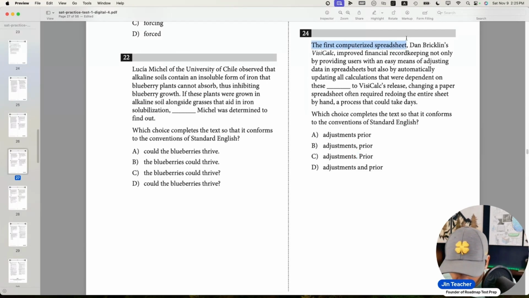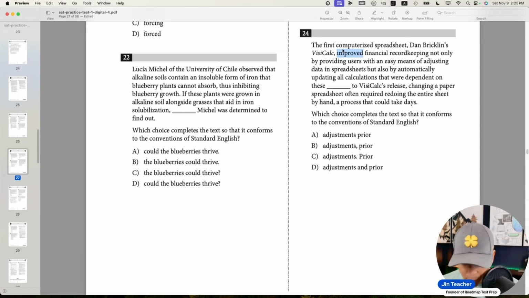The first computerized spreadsheet, this looks like the subject of the sentence. Then we have a comma and Dan Bricklin's VisiCalc, comma. This is what's called non-essential information, right? So when I'm reading for sentence structure or grammar, this is what I observe, this is what's going on in my head. The first computerized spreadsheet is my subject. Improved is my verb. So now I have a subject and a verb. Now I have to read to figure out where the sentence ends.